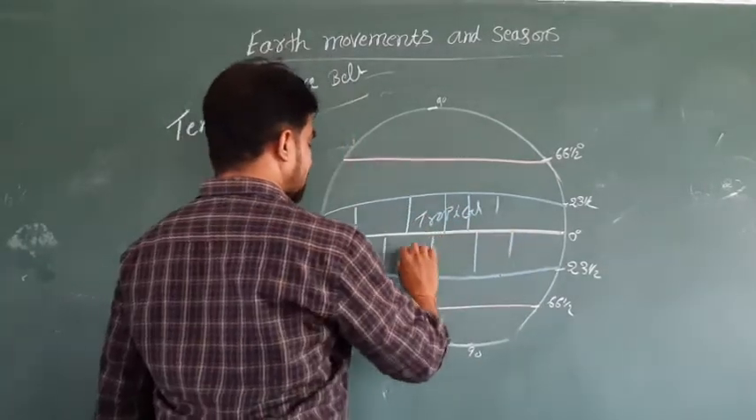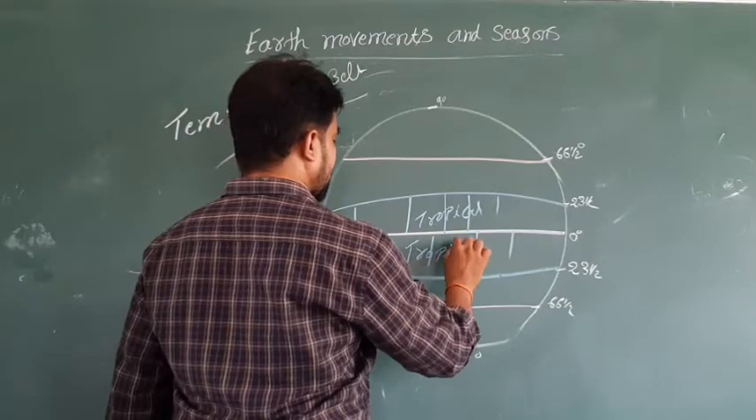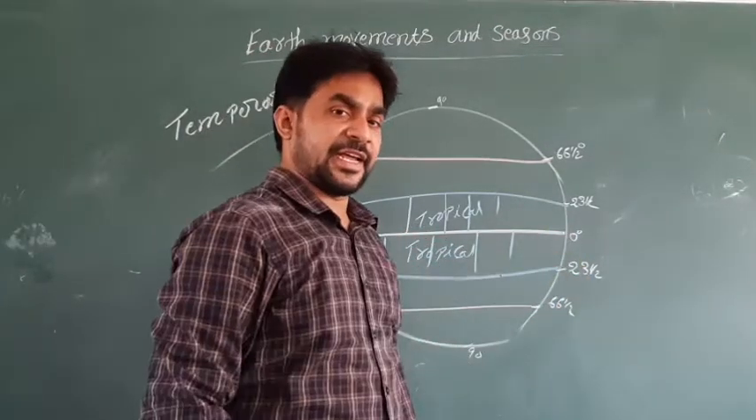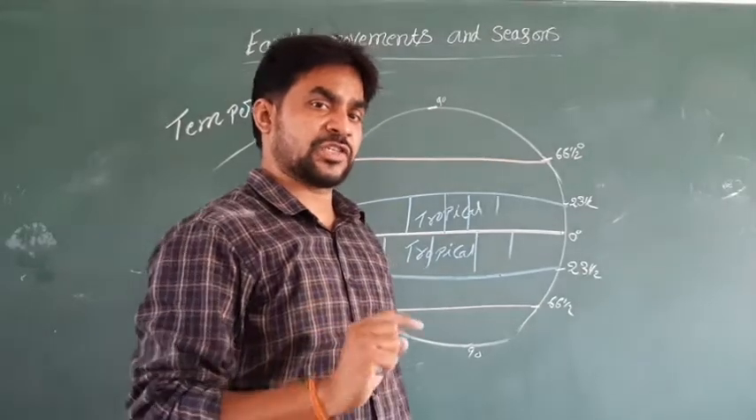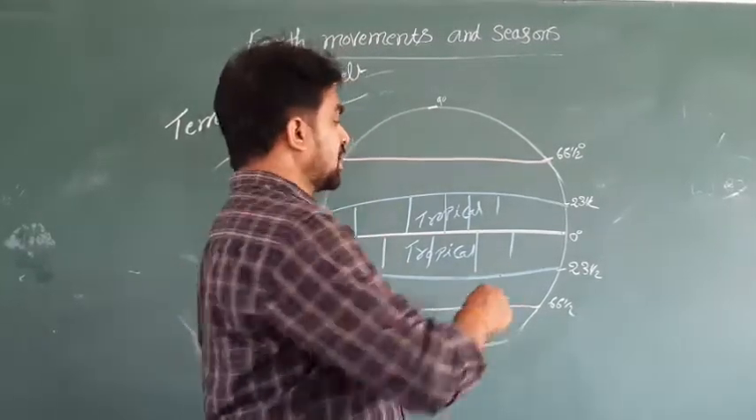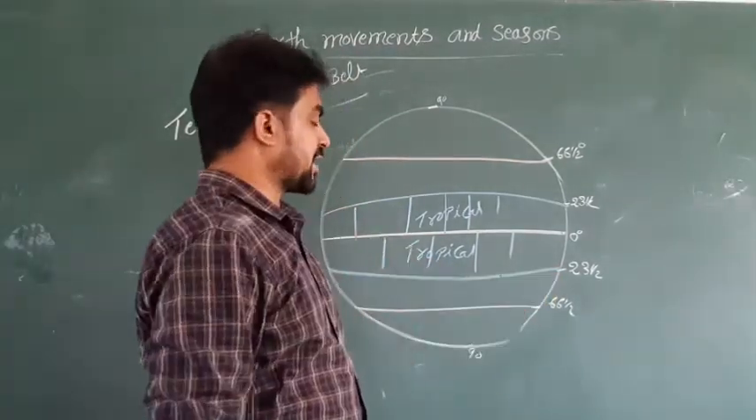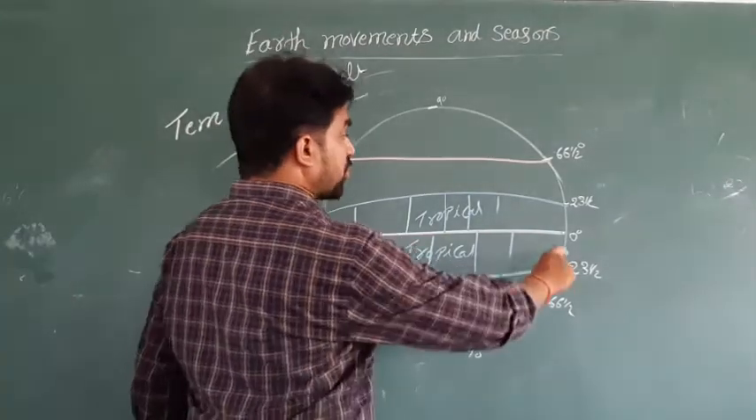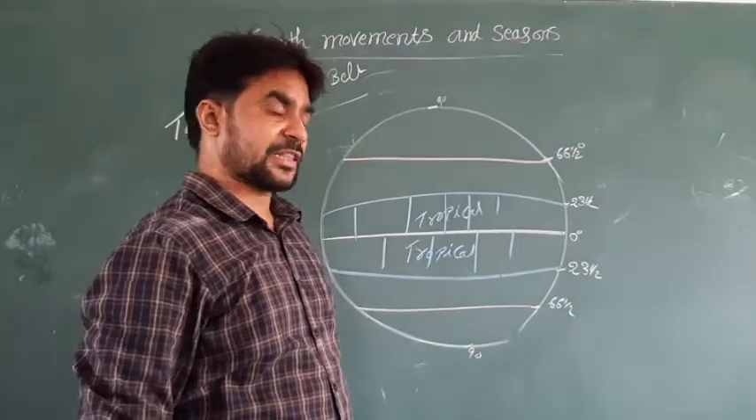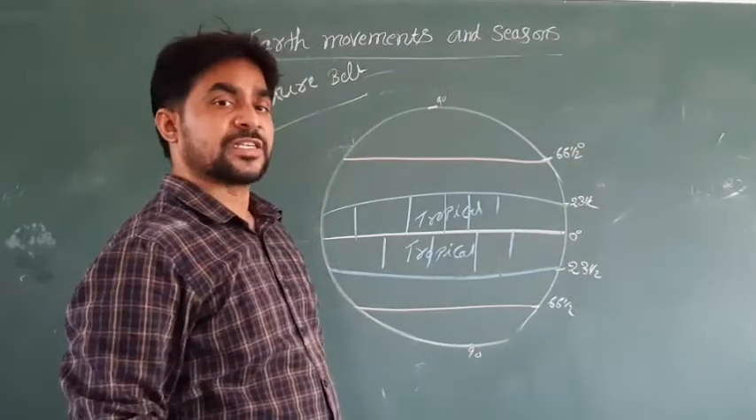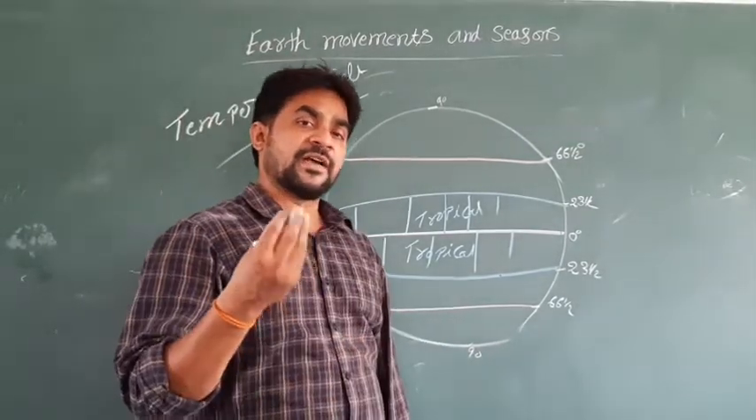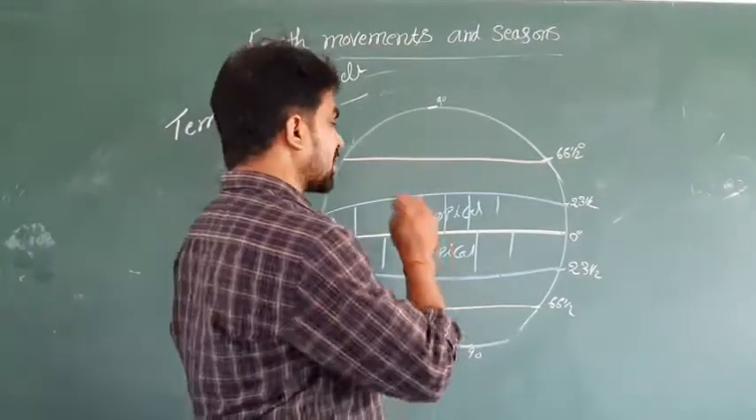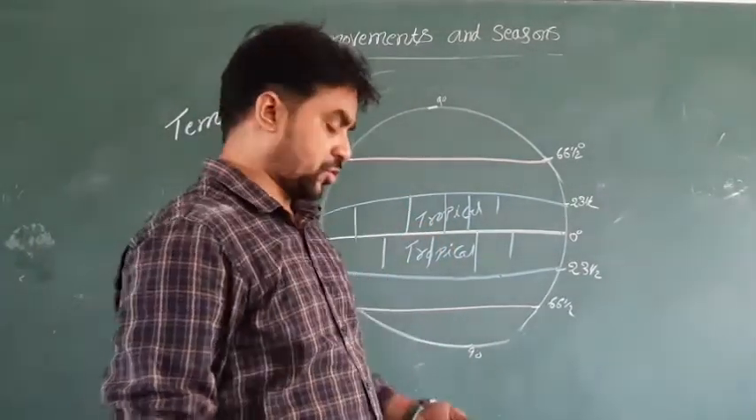Here also in the northern side and also in the southern side is the tropical region. Because we know that 23.5 degree northern latitude is called the Tropic of Cancer. 23.5 degrees southern side is called the Tropic of Capricorn. Between 0 degree to 23.5 degree north and south is called the tropical zone. Here the sun energy is very high, and here also the rainfall is quite good.